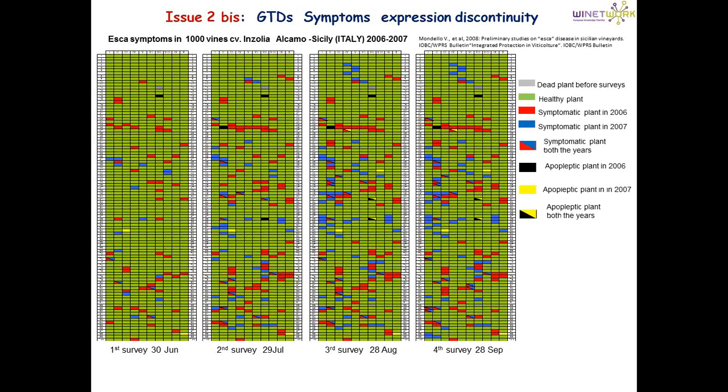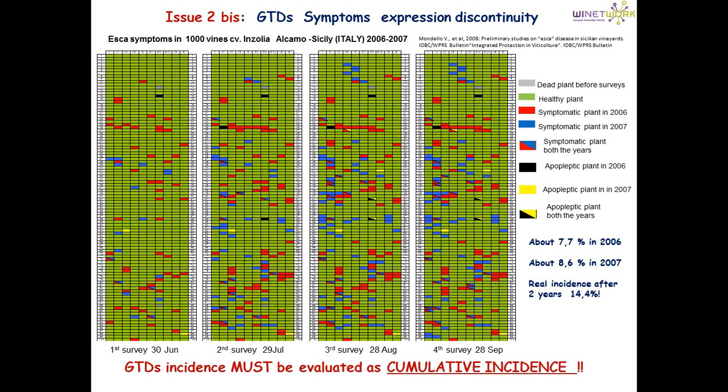As you can see, some vines were symptomatic in 2006, were not symptomatic in 2007, and vice versa. And some were symptomatic in both years. That means that, for instance, if we consider just 1 year of observation, maybe we can underestimate the real presence of the disease in the field.